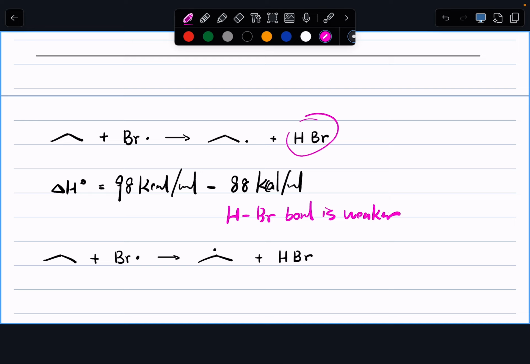Or the other way is my HBr bond has a smaller bond dissociation energy. So the formation of the HBr bond is releasing less energy compared to the formation of the HCl bond. So taking together, in bromination, my Br dot abstracting the primary C-H bond is endothermic. The reaction takes energy.